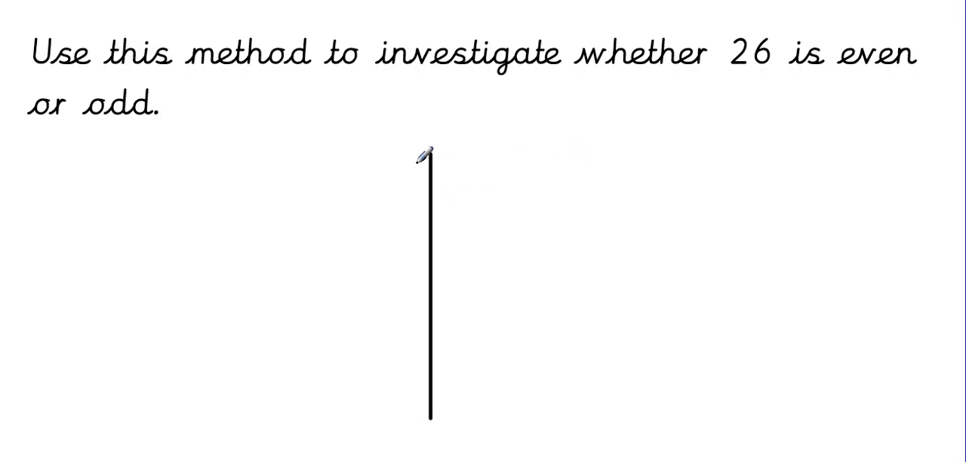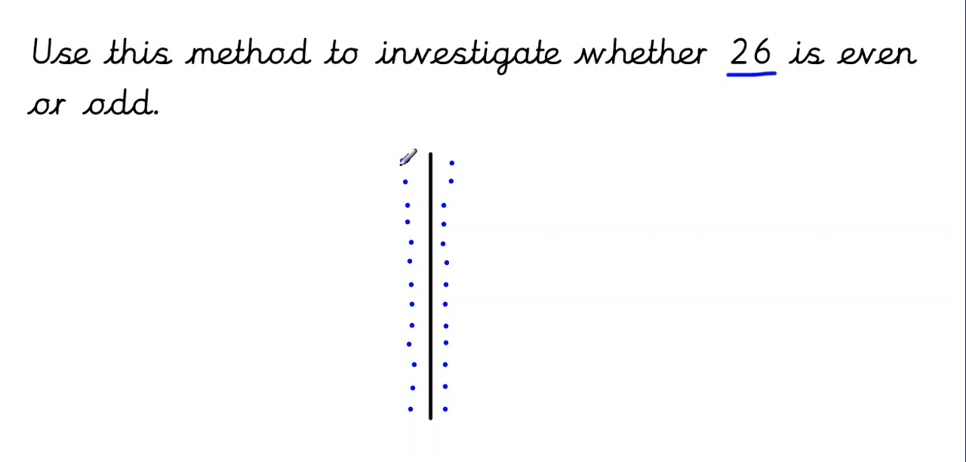Okay, let's have a look then, shall we? So we've got 1, 2, 3, 4, 5, 6, 7, 8, 9, 10, 11, 12, 13, 14, 15, 16, 17, 18, 19, 20, 21, 22, 23, 24, 25, 26. Okay, so I've got to my number 26, so I can stop counting now. So now I'm going to add up the totals in each group.